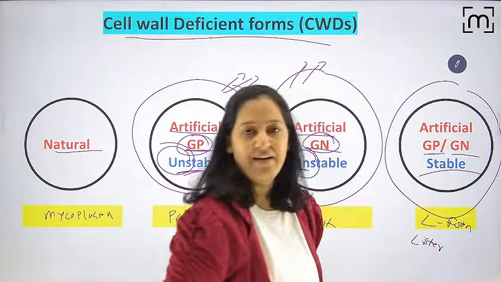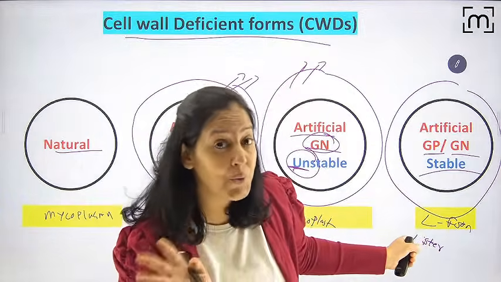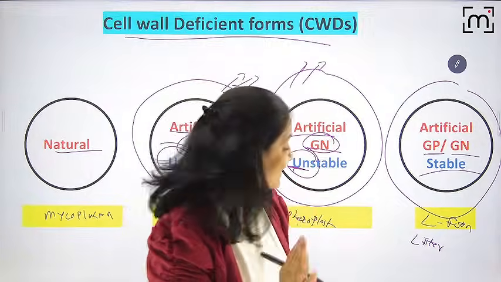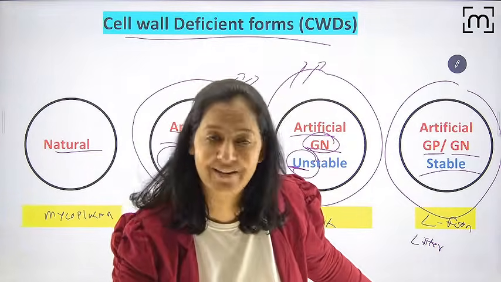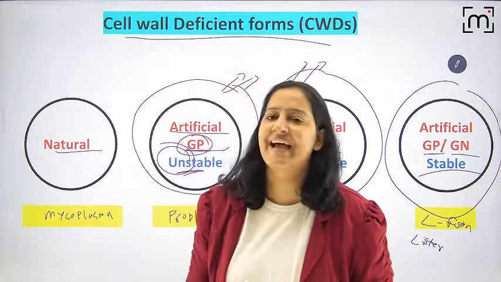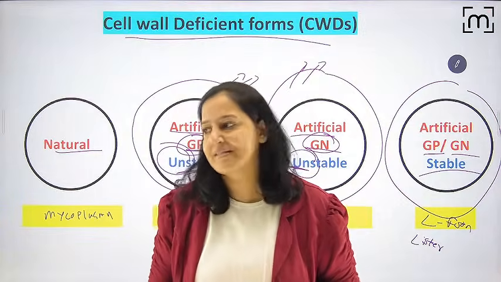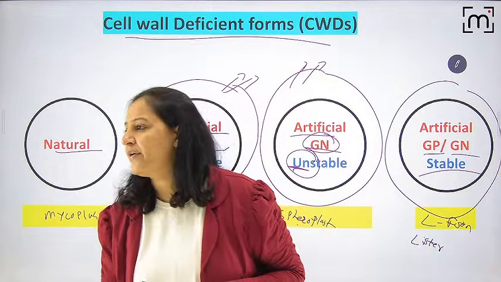L means Lister. Is Lister the scientist? No. Lister is not the scientist. Lister is the institute in Paris where it was discovered. It's a question. It's not the scientist. The scientist is Klieneberger, who discovered it. So it is known as L form. And you get questions on that.